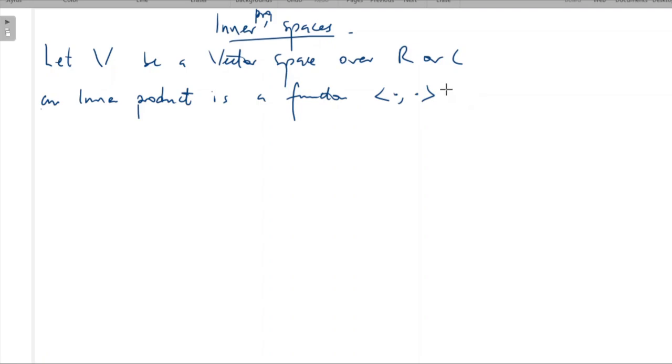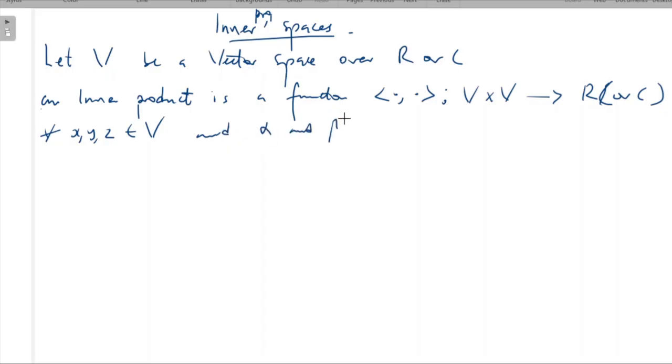This is an inner product that takes V, combine V to R. It takes two vectors to R or C. Considering for all x, y, even z are members of vector V. And let's consider two scalars, let's say alpha and mu. So now, the following must satisfy the following properties.